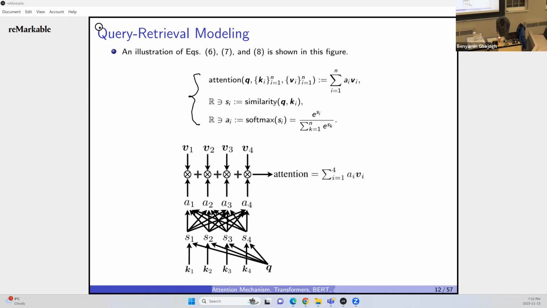For example, in this case we have 4 keys and 1 query. We calculate S_1 to S_4, the similarity of the query to each of the keys. Then we find the A_i, which was using softmax. That's why it's dense, because softmax uses all of them in its denominator. And then this is a linear combination of all of the values with the calculated weights, right? And this gives us the attention.